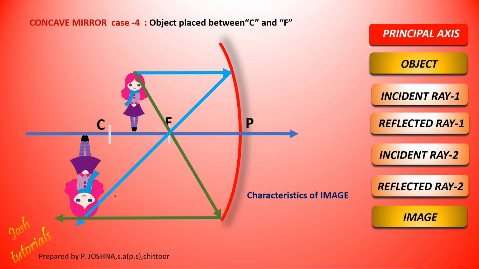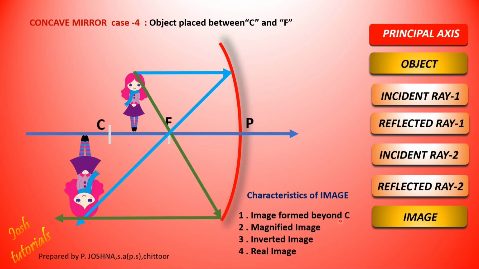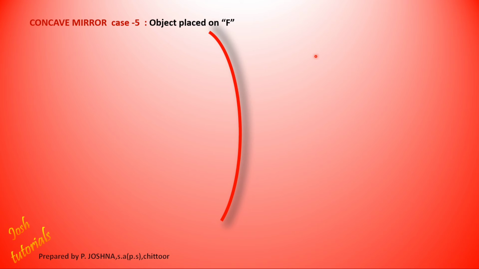Now look at the image, how it will be above. Oh, it's enlarged. Look at the characteristics. The image is formed beyond C, and it is a magnified and inverted image, and it is real. Have you seen it? Okay, now we are going into the next case.